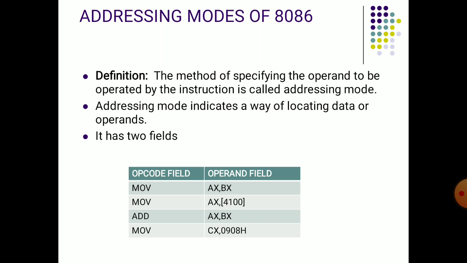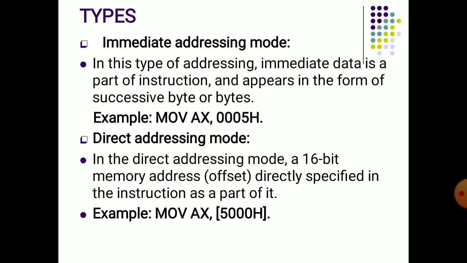That can be given as input to your opcode field to perform the operation, whether it is a moving operation, addition operation or subtraction operation. So it gives the input to be carried out by the opcode field. These are the basic two fields involved in any type of instruction. Now let us see the different types of addressing modes available in 8086 microprocessor.